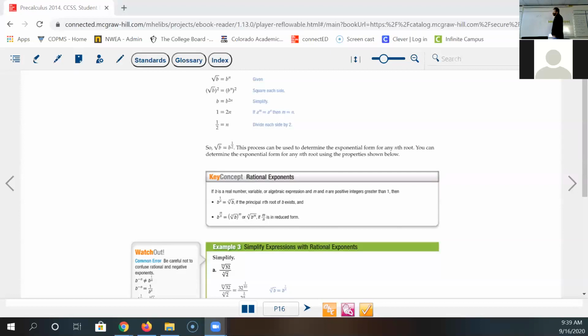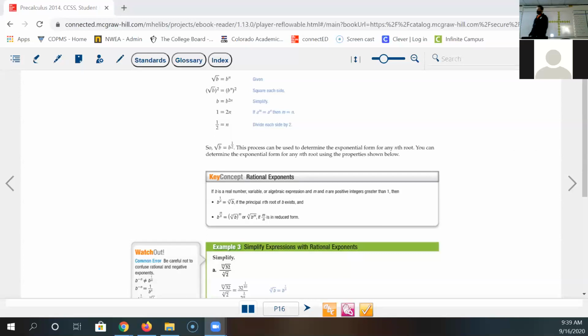Okay, so that states once again that b to the 1/n is equivalent to the nth root of b. So it allows you to do square roots, cube roots, quartic roots, quintic roots very quickly. Now let's look at the second part of that. It says that b to the m/n is equivalent to the nth root of b to the m.